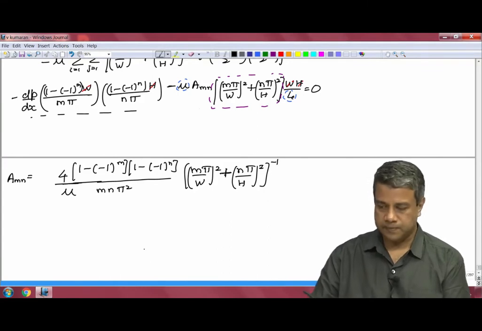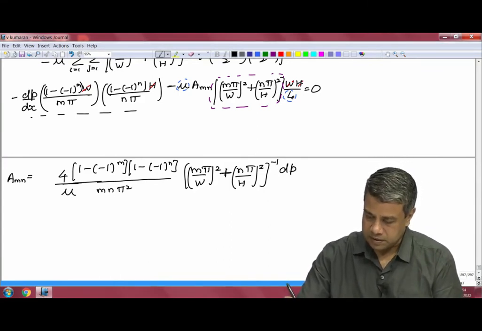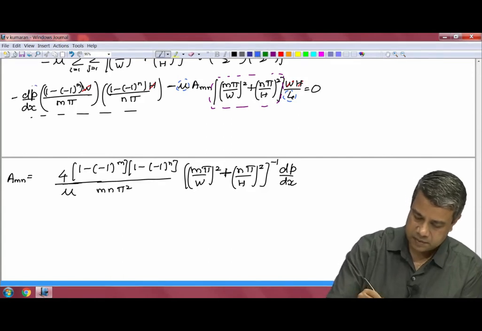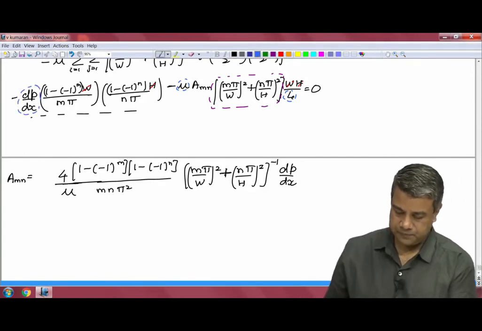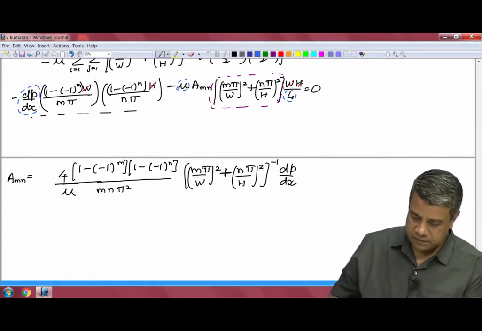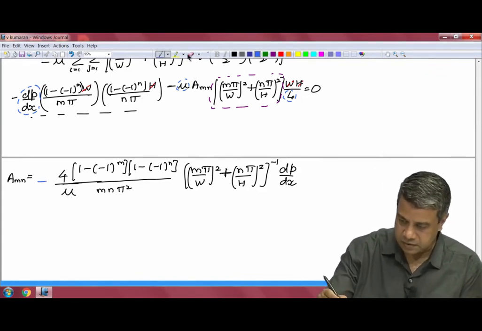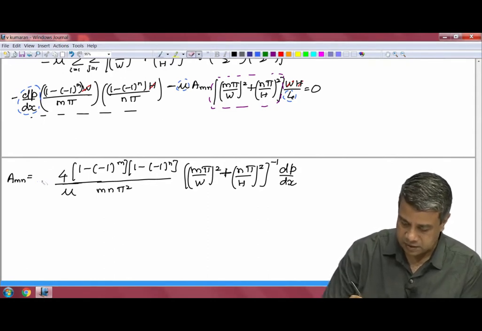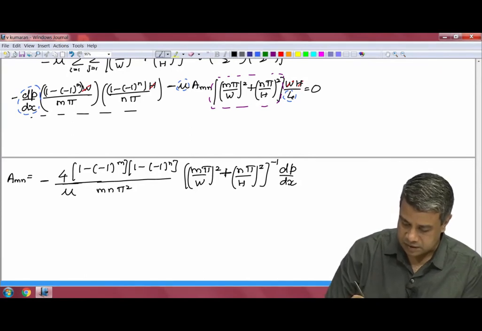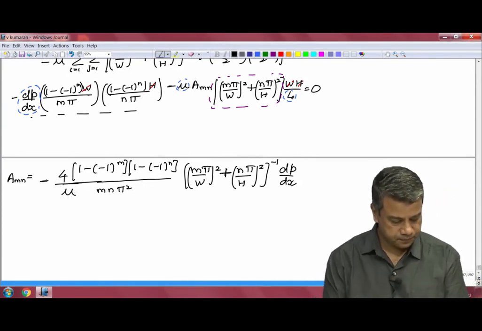Inverse, into dP by dx. The dP by dx coming out of the pressure gradient here. And there is a negative sign here, because I have a negative sign on both the first term as well as the second term. So, when I take it to the right hand side, one of them will become positive, and I will get a negative sign in this coefficient.